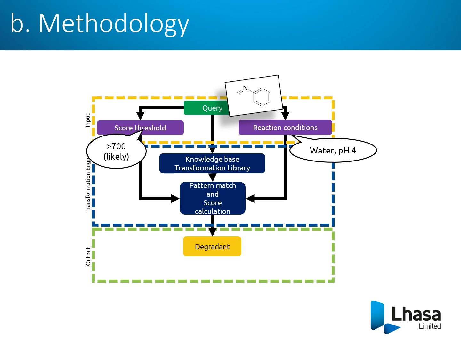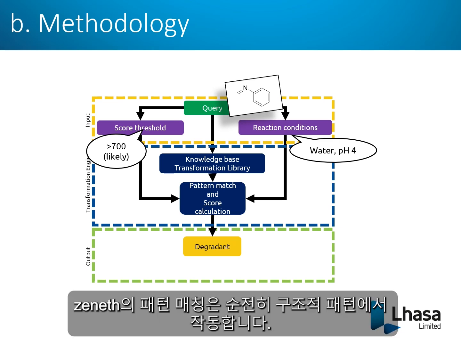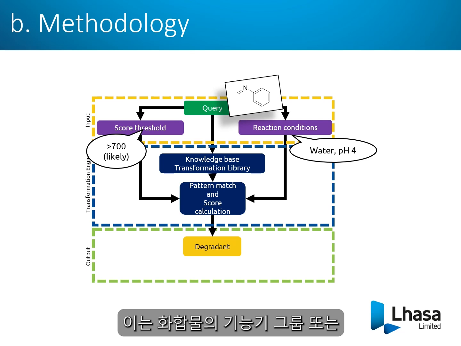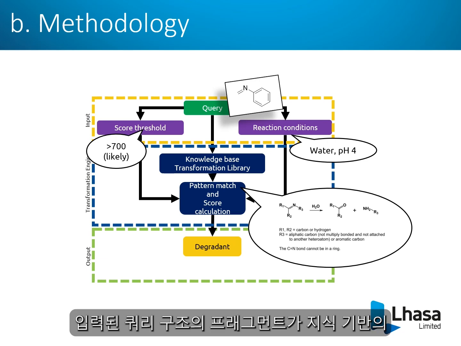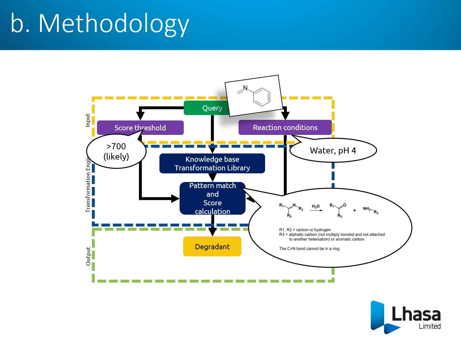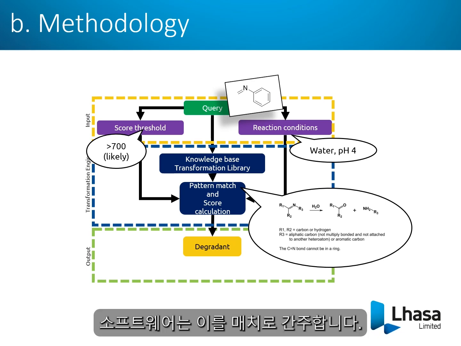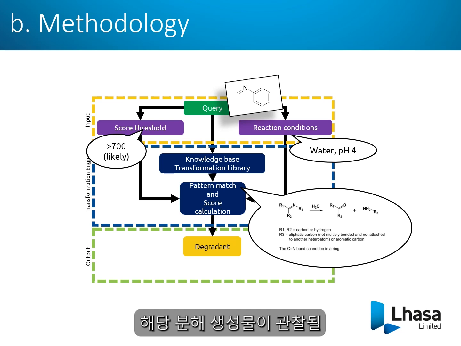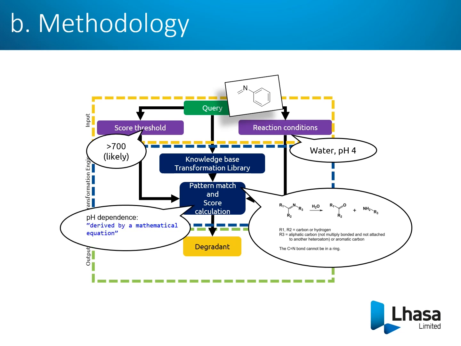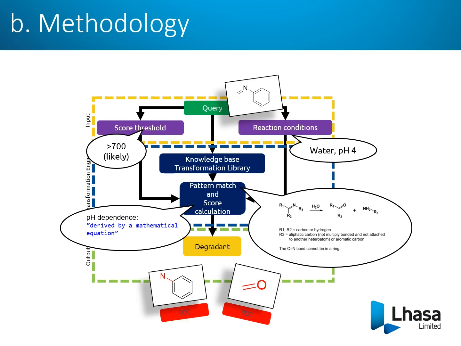Pattern matching in Zeneth works on a purely structural level, which is based on matching of functional groups or fragments of a compound. If a fragment of your input query structure matches the same fragment outlined in a pattern in the knowledge base, that is considered a match by the software. Each pattern match then undergoes a mathematical calculation to derive the likelihood score for that degradant being observed. And then finally, your product degradants are predicted by the software. All of these are displayed with their respective likelihood scores.